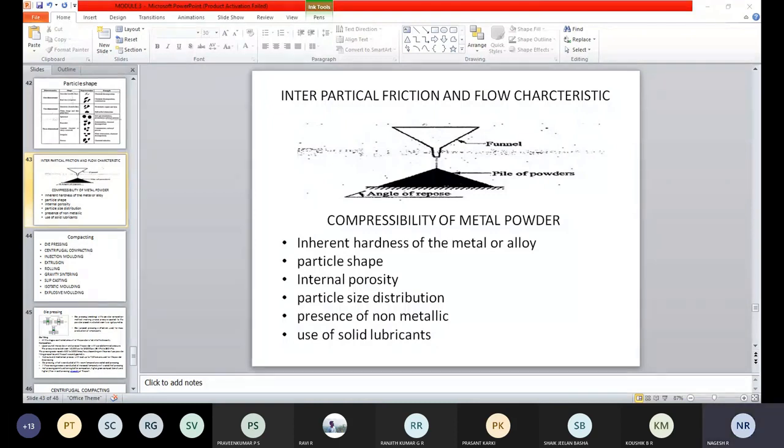So next one is compressibility of metal powders. What is this compressibility of metal powders? Yes, sir. Okay, so what is the compressibility of the metal powders? You can see here, we have already covered the different methods.